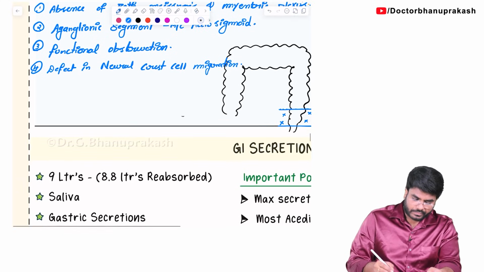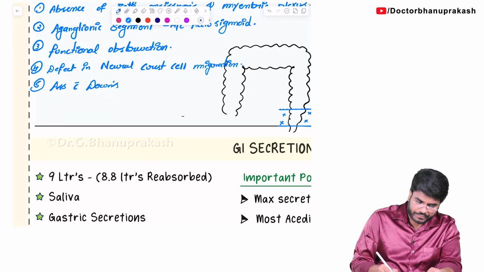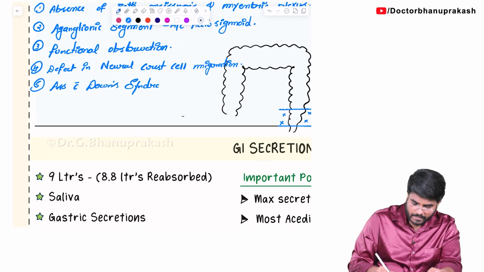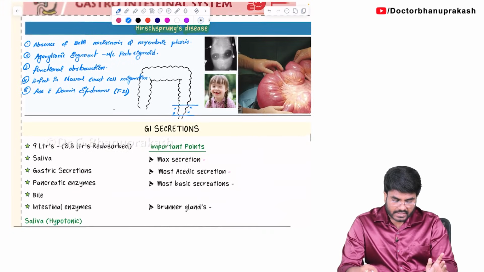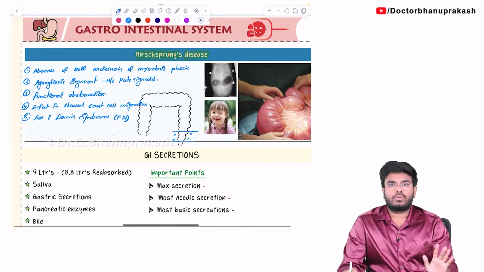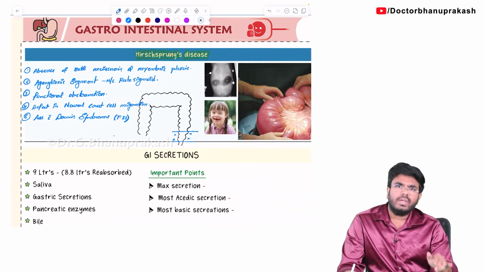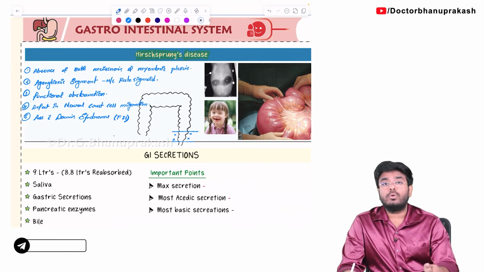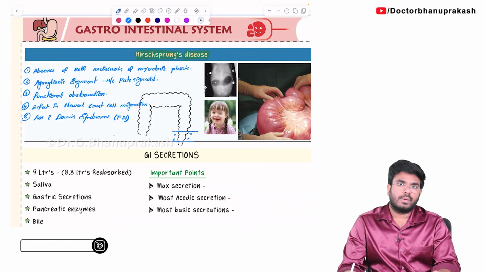It is associated with Down syndrome, which is trisomy 21. There is an extra 21 chromosome. So who will develop this Hirschsprung disease in association with Down syndrome? Those people who have Down syndrome, you all know they will develop Alzheimer's at the age of 40. In the same way, those people who have Down syndrome are at risk of developing Hirschsprung disease, where there is an aganglionic segment causing functional obstruction.